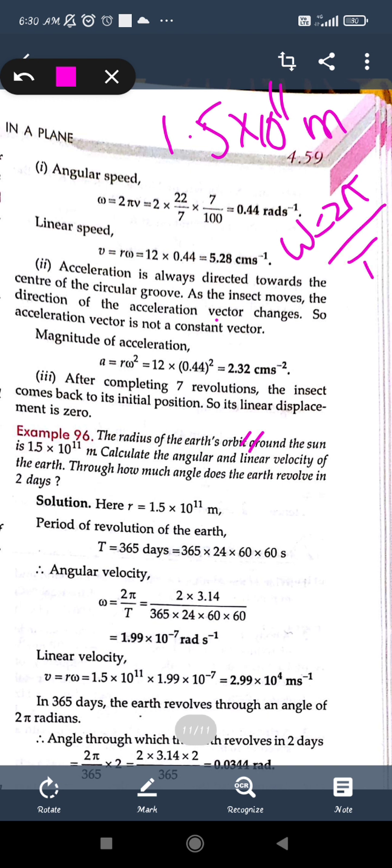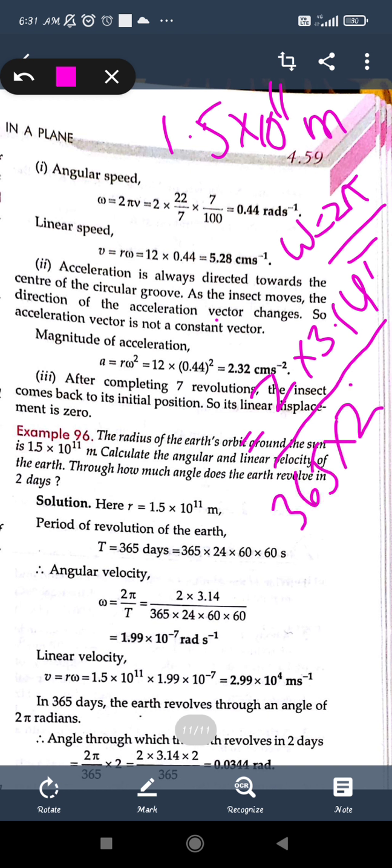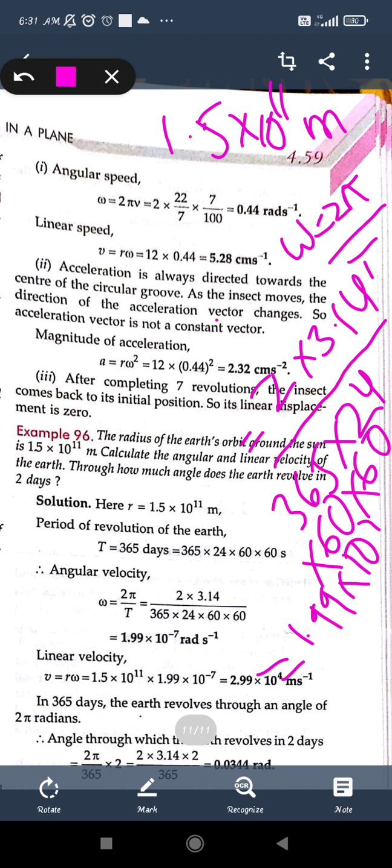So we will use 2 into 3.14 over the time period. We know that the earth takes 365 days to move around the sun, right? Omega is given per second, so it will be 2 into 3.14 or 22 upon 7, upon the time period, which is 365 days, with 1 day as 24 hours, 1 hour as 60 minutes, and 1 minute as 60 seconds. So the value can be given as 1.99 into 10 to the power minus 7 radian per second. So this is the angular velocity.